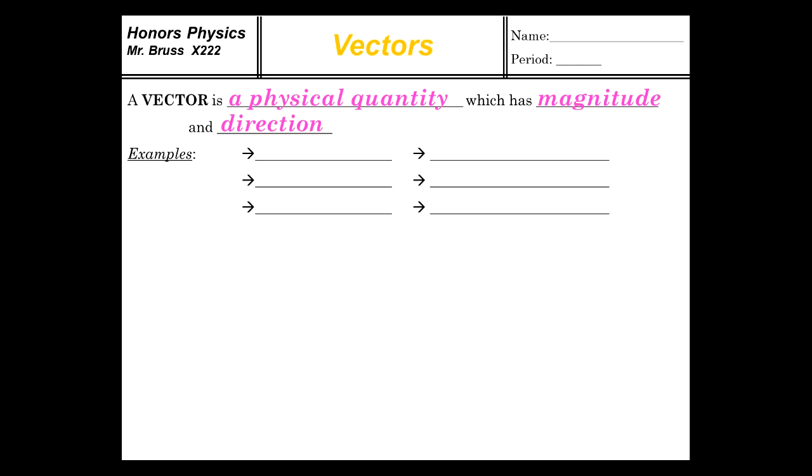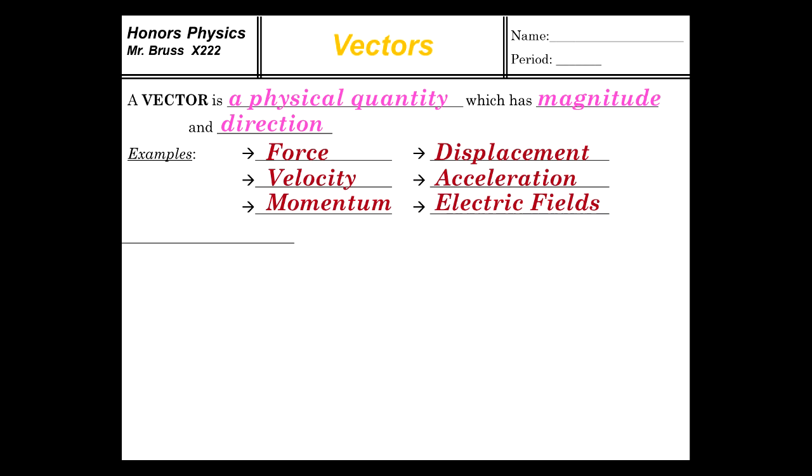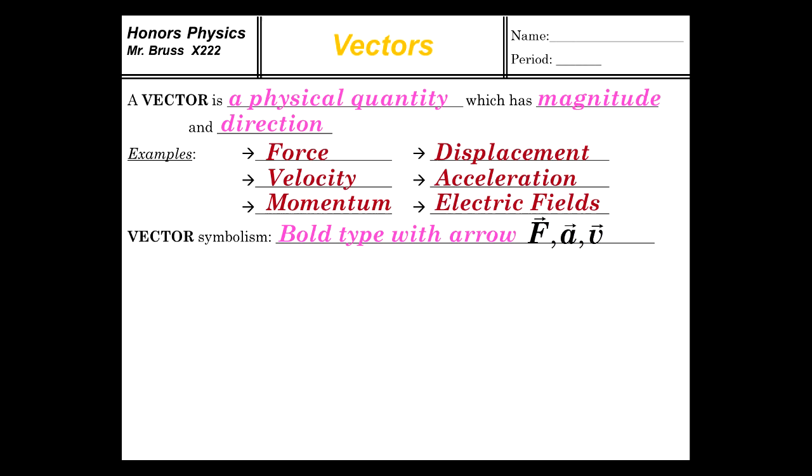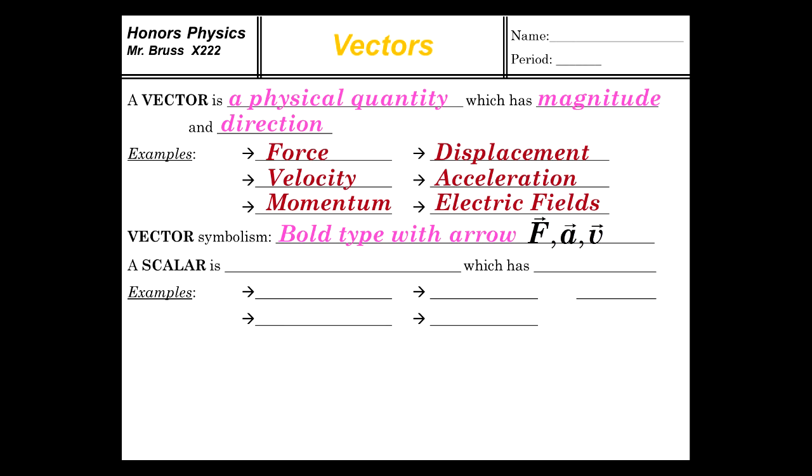And examples of these, some of which we've already encountered: force. You can't have a force without it having a direction. Displacement, velocity, acceleration, momentum, electric fields. There are others. Let's stop there. You can jot those down. Now, how they are symbolized typically is with bold type and an arrow, such as F arrow, A arrow, V arrow. Really, I don't care so much, just showing you how the standard designation goes, how they're represented.